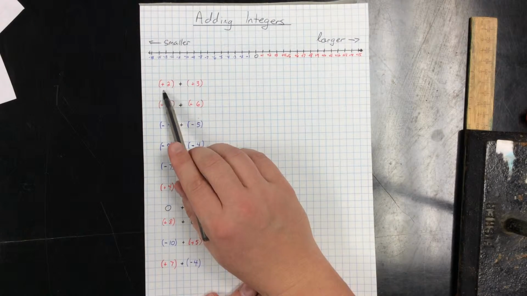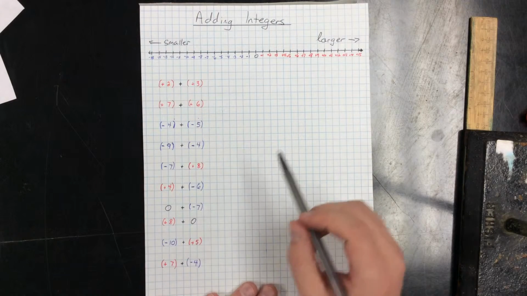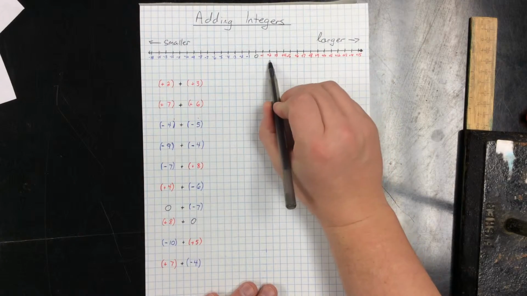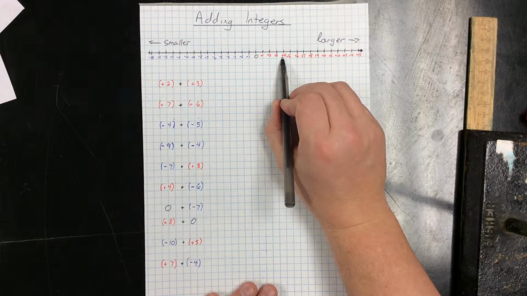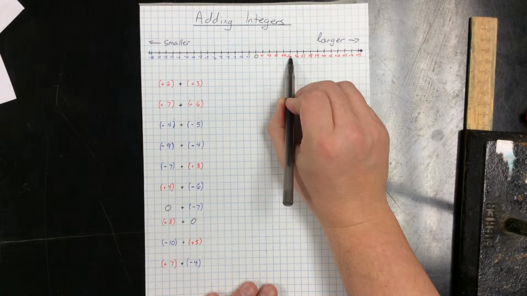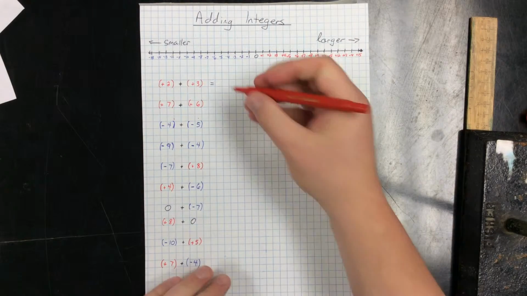So what happens if we have positive 2 and we add positive 3? There's different ways we could think of this. We could think of it on the number line starting at positive 2 and getting 3 more positives. 1, 2, 3, ending up at positive 5. Let's just write that down. Equals positive 5.